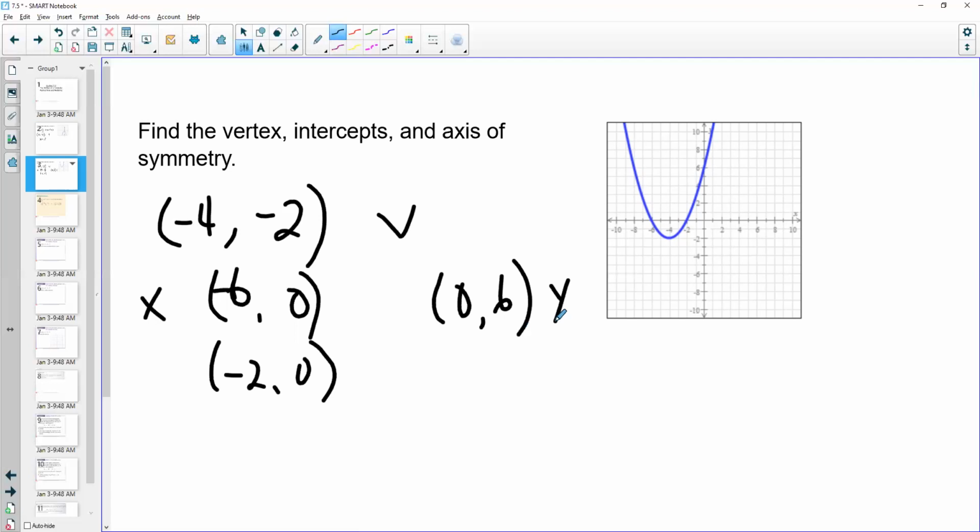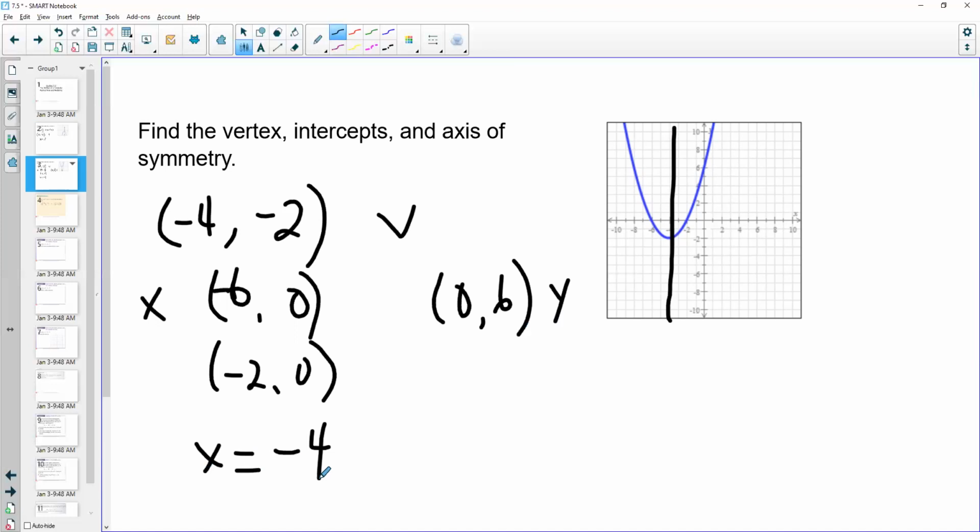And please, when you do this, label stuff because I'm not a mind reader, right? And then the axis of symmetry is the line on which my parabola is going to fold in half. That's going to be right at the vertex point at x equals -4. So far, so good. You probably like this section.